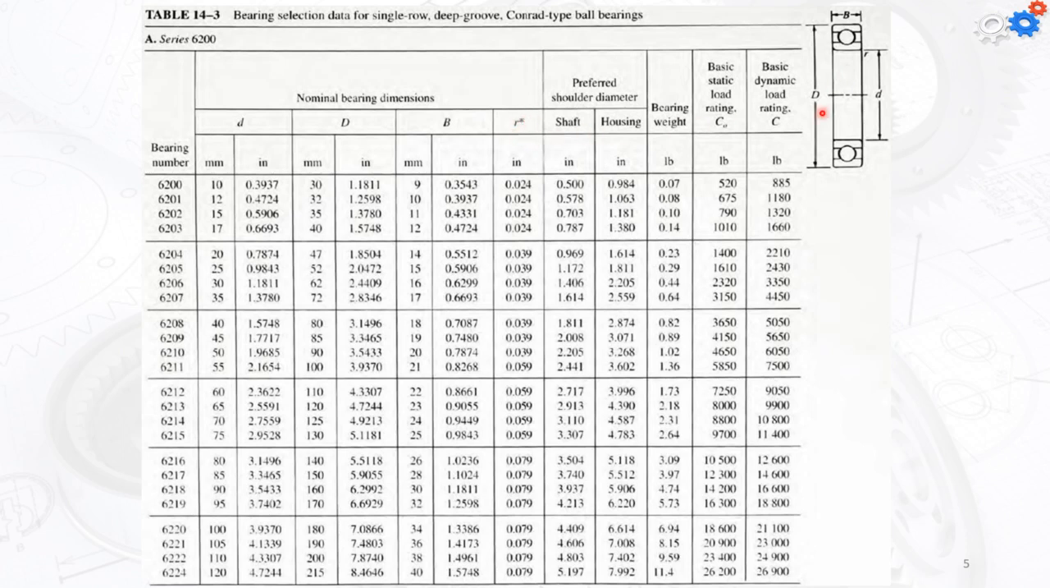Here we have the R, which is the radius of the fillet we have for the edge. Now the other parameter is going to be the preferred shoulder diameter for the shaft and the housing. And finally, the bearing weight. And here we're going to have some performance parameters like the basic dynamic load rating and the basic static load rating.